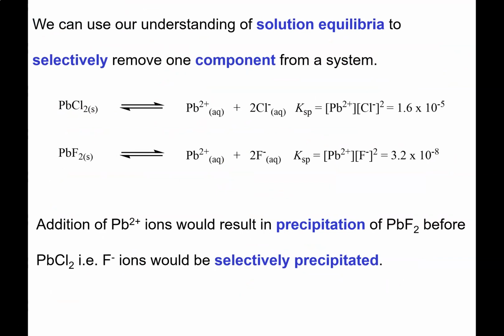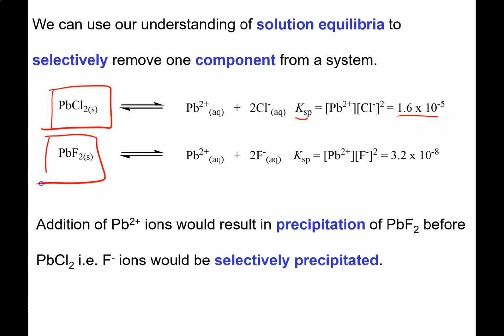The more complex problem is where we use our understanding of solution equilibria to selectively remove one component from a multi-component system. So we previously were looking at lead chloride, and we saw that it is sparingly soluble and its Ksp is about 1.6 by 10 to the minus 5.